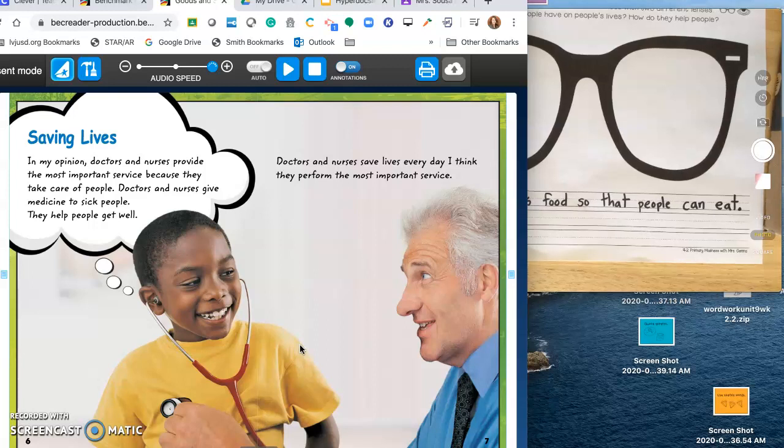So now to answer how these people are connected, I need to think about who is the service provider on this page of the text, what is the service, and what person is benefiting from that service. So I can see in the picture that there's a doctor or a nurse that's providing the service. That person is taking care of people, and the patient, this boy, is benefiting from that service. So the doctor or nurse and the patient are connected.